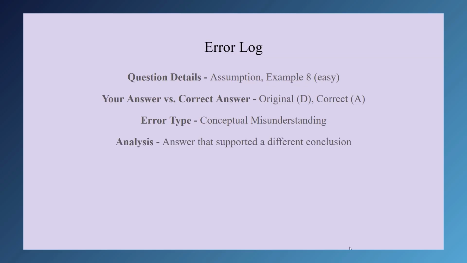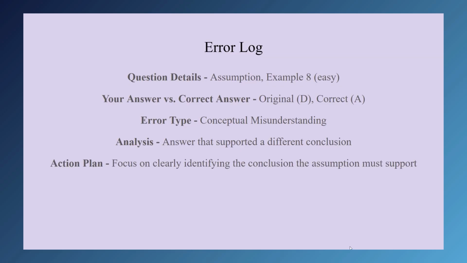The analysis of my error was that I picked an answer that supported a different conclusion about productivity instead of one that supported our actual conclusion that was about health. And my action plan is going to be focused on clearly identifying the conclusion the assumption must support so that I don't keep supporting the wrong conclusion. I could also, as I got more detailed in my error type, say conceptual misunderstanding, trap answer, and so on. That way, if I was consistently falling for the same trap answer, that might help illuminate my patterns. This is the kind of insight an error log can bring to light.